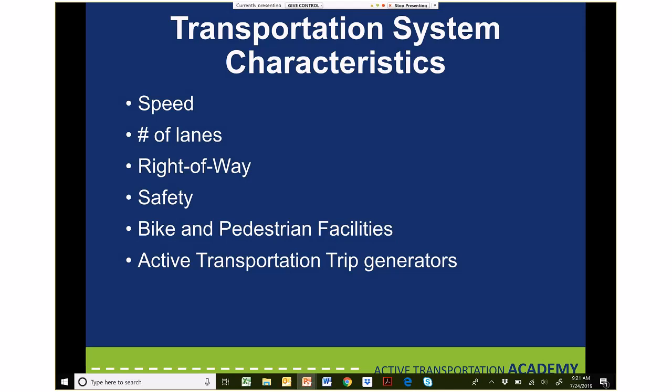So we also want to look at different transportation system characteristics. So we'll be taking a look at speed, the number of lanes, again, the presence of or lack of right-of-way and how wide that is, different safety data, so crashes, the factors that contribute to the crashes, taking a look at the existence or lack of bike and pedestrian facilities, and then looking at active transportation trip generators. So where are the places that people are coming and going to, and want to come and go to on foot or on bike or with a mobility aid?